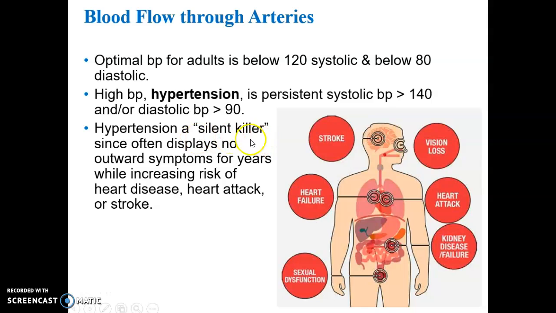It's referred to as a silent killer because often there are no outward symptoms displayed for up to years, while the elevated blood pressure, hypertension, increases the risks of things like heart disease, heart attack, stroke, and other things like vision loss, heart failure, sexual dysfunction, kidney failure or disease.